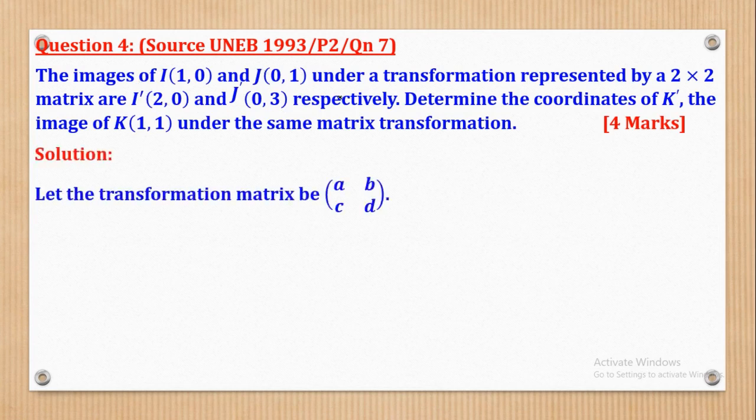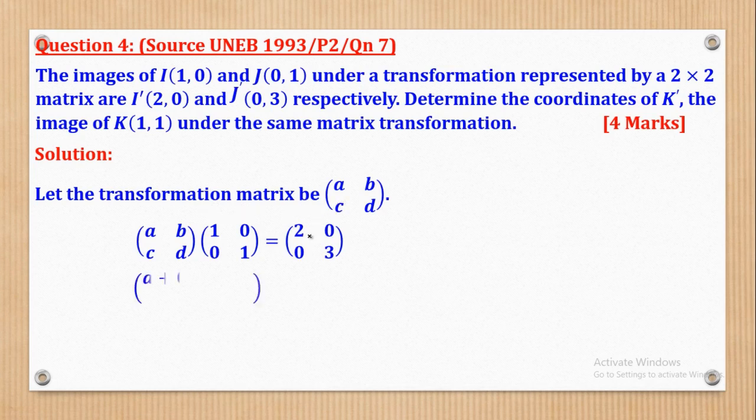Then let the related matrix of transformation be A, B, C, D. Then we shall use the relation that matrix of transformation multiplied by the object gives you the image. Now the object and the image must correspond. This is I, this should be I prime. This is J, this should also be J prime. So the order matters. The next is to multiply.